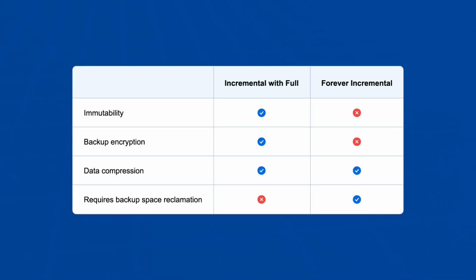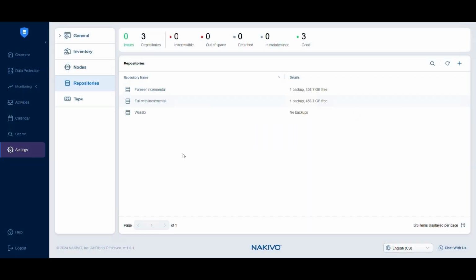The incremental with full backup repository is suited for enterprise-scale deployments requiring high reliability, top performance, and supports more backup targets and cybersecurity features like immutability and backup encryption. This is why the default and recommended backup repository type in NAKIVO Backup and Replication is the incremental with full backups repository.